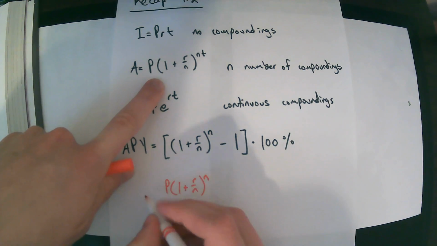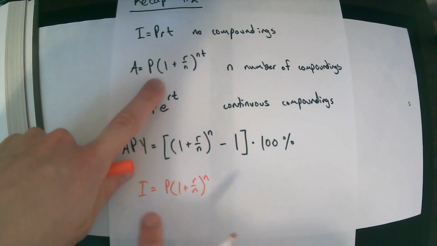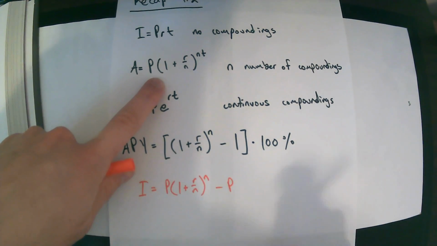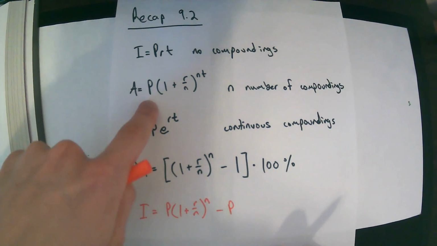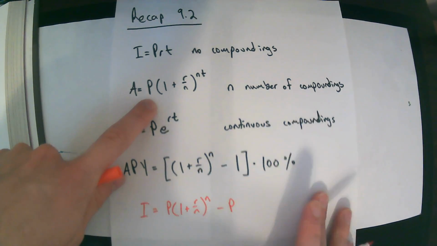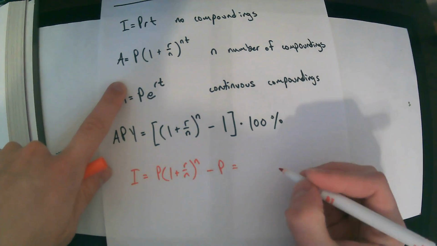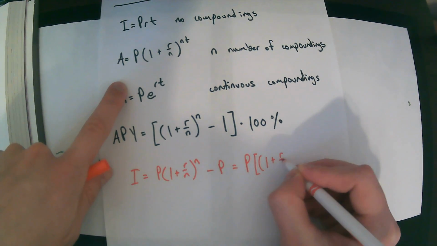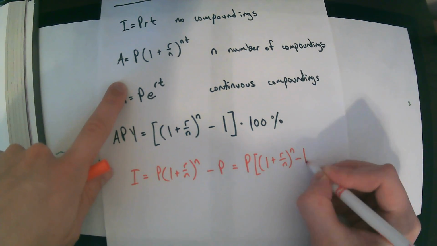And then how would I calculate interest? How would I calculate interest over a year? It would be this, but then minus the principal. Remember, because this gives you the end total. So if you want the interest, you take the end total and you subtract your original principal. But factor that P out, and you're left with 1 plus r over n raised to the n, minus 1.